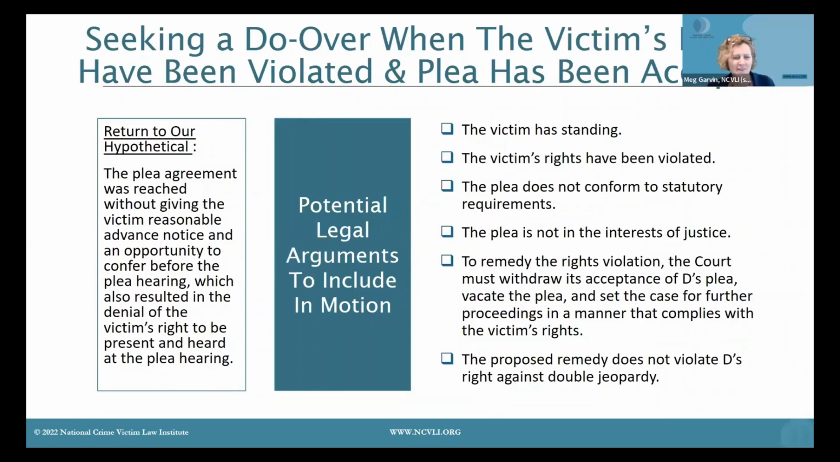It didn't matter that you had this training, because the gosh darn conveyor belt of criminal justice just kept moving, right? So here we are returning to the hypothetical. The plea was reached without giving the victim, or you as their counsel, reasonable advance notice. There was no opportunity to confer before the actual change of plea hearing. And it resulted in the victims being denied the right to be heard, to be present, and potentially to restitution. But on the screen, we're focused on heard and present. So what do you do?